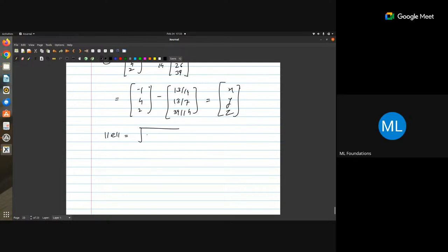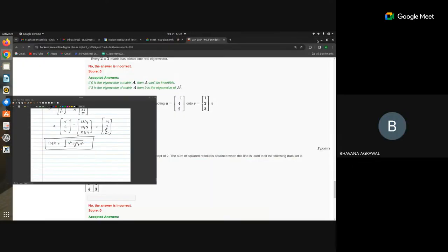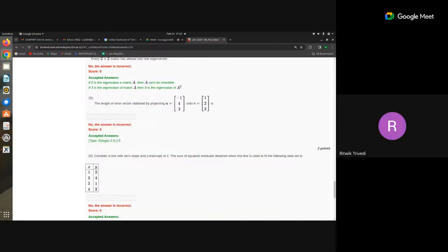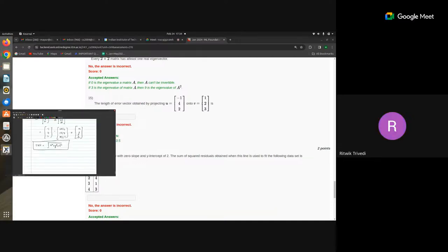So it will be root of x square plus y square plus z square, right? This is the Euclidean norm. Sir, I am not getting the right answer because I am calculating and getting till these values, but the answer didn't match the answer given in the mock. What is the answer? I am getting 6.273.